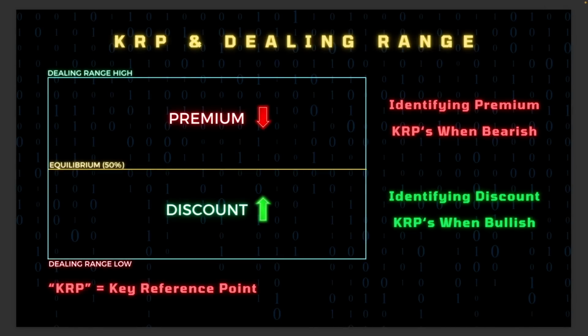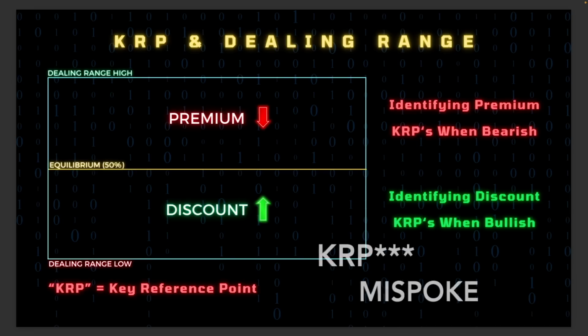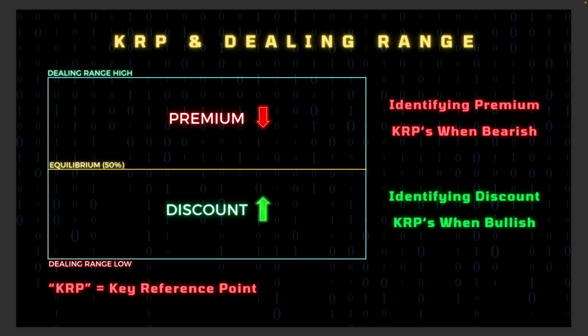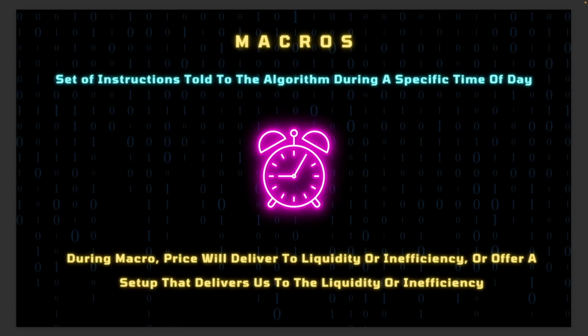So let's say this is our dealing range, and we've identified premium, discount, and equilibrium. What does ICT always say? We don't want to short in a discount, and we don't want to long in a premium. So if we're bullish, we want to identify those discount KPRs. Again, you can see on the bottom left of this screen, KPR is just key reference point if you ever see it on my chart or anything. But conversely, we want to identify premium KPRs when we're bearish because we want to short in premium and long in discount.